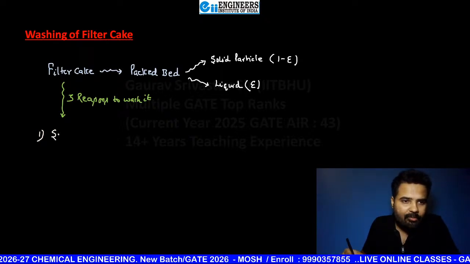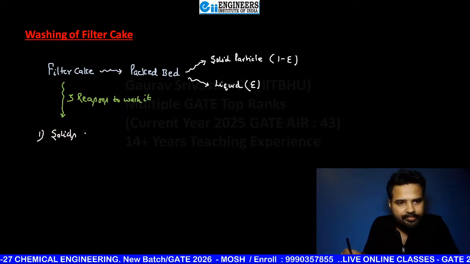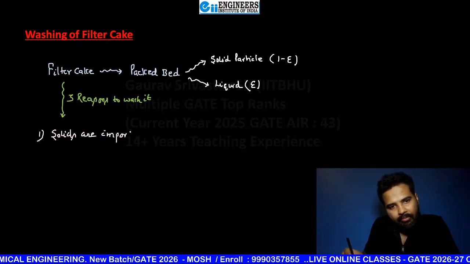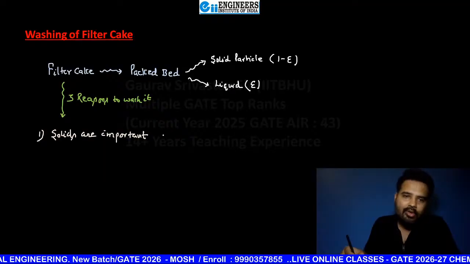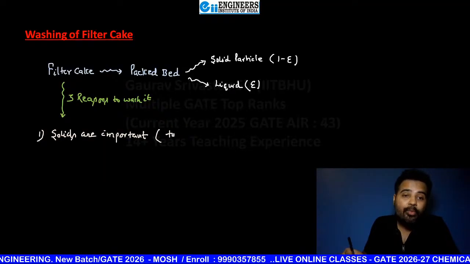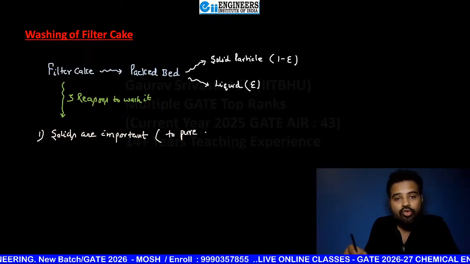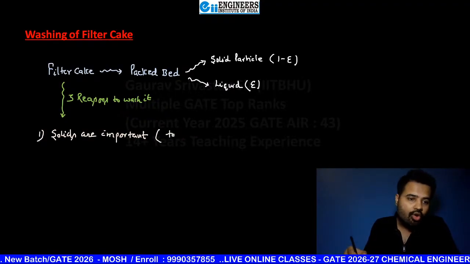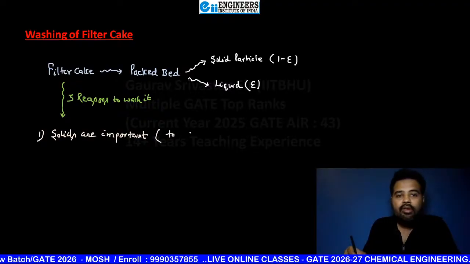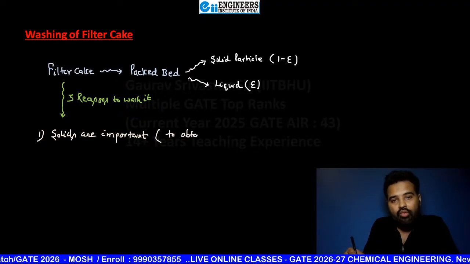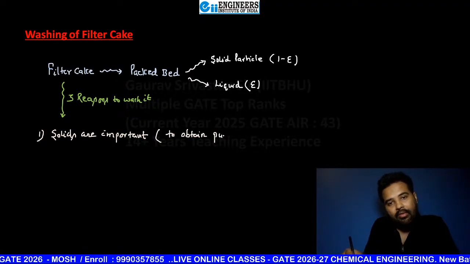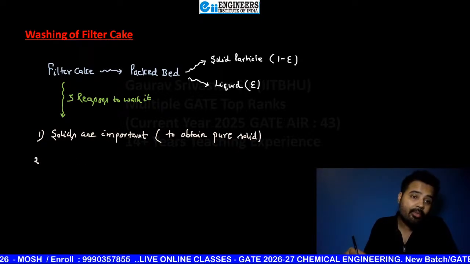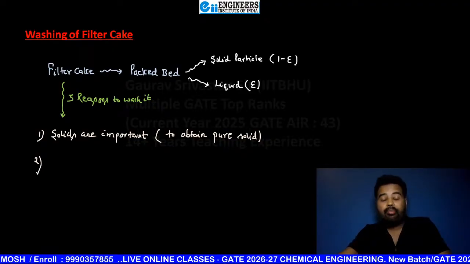If solids are important for us, then in this case, to obtain pure solid, what do you have to do beta? You want to obtain pure solid, and solids are important for you.